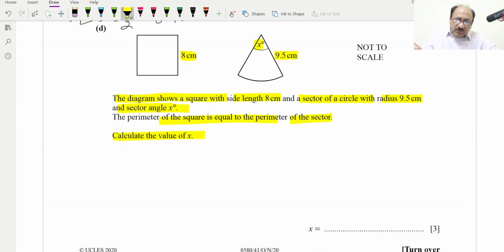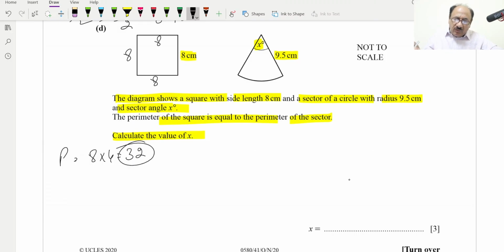Now the equation we can form from the perimeter of the square. Perimeter of the square is equal to the perimeter of the sector. The diagram shows a square with side length 8, so each side will be 8. Because this is a square, the perimeter will be 4 times 8, or 8 plus 8 plus 8 plus 8. So we can write it as 32.